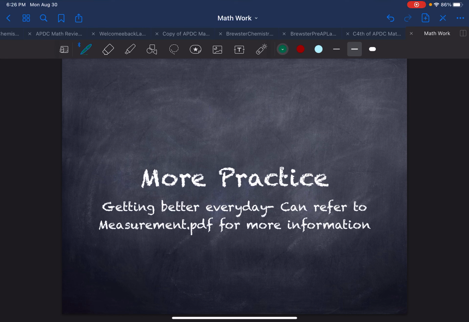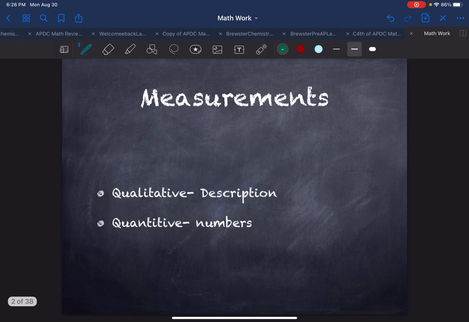Okay, so today we worked on practicing how to do calculations. And one of the first things I bring up is vocabulary. There is a difference between qualitative data and quantitative data. Qualitative is a description. It's pink, it's red, it's soft, it's a solid, it's a liquid, all of that. Quantitative is the numbers. It weighs 0.5 grams.